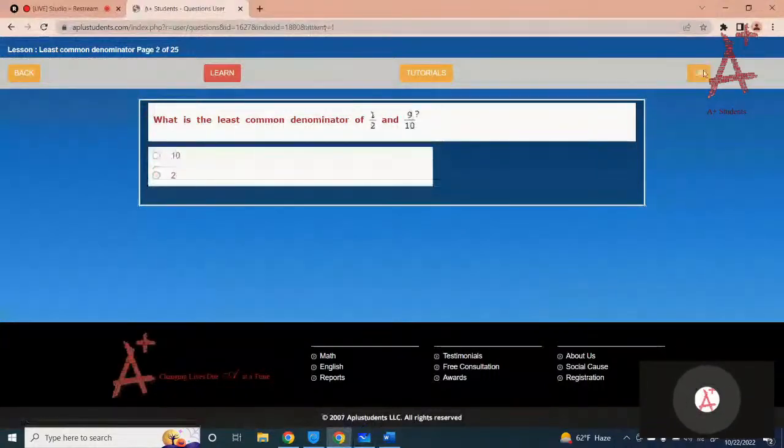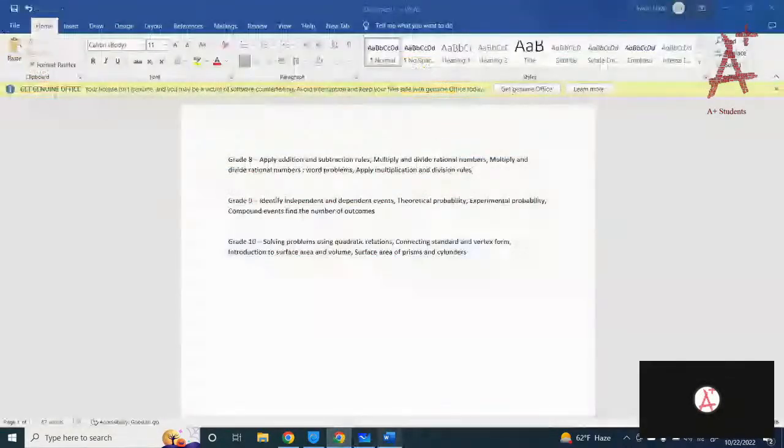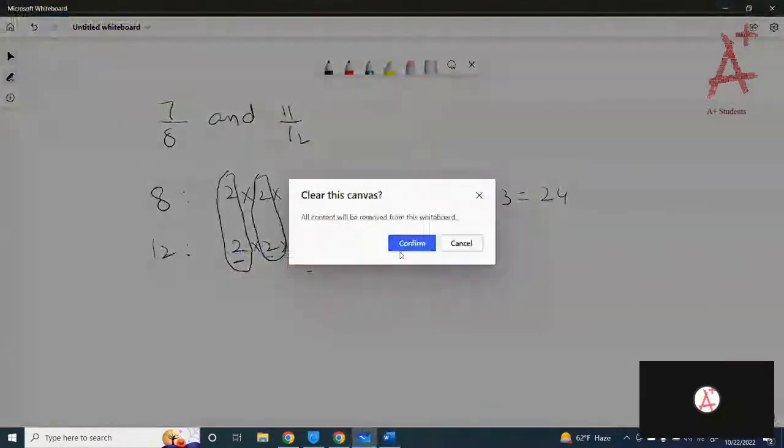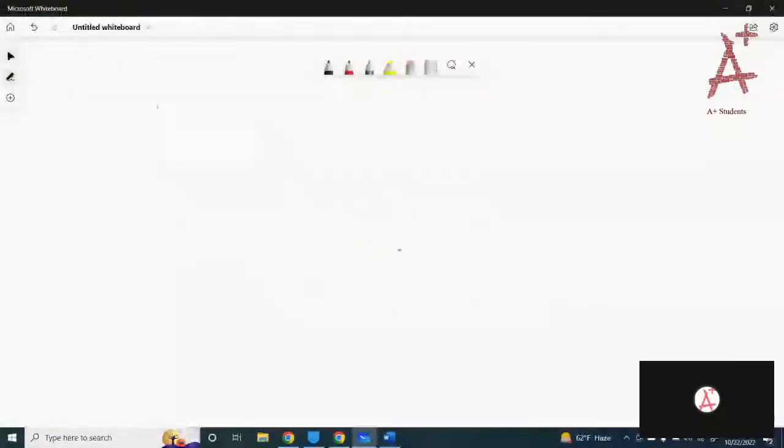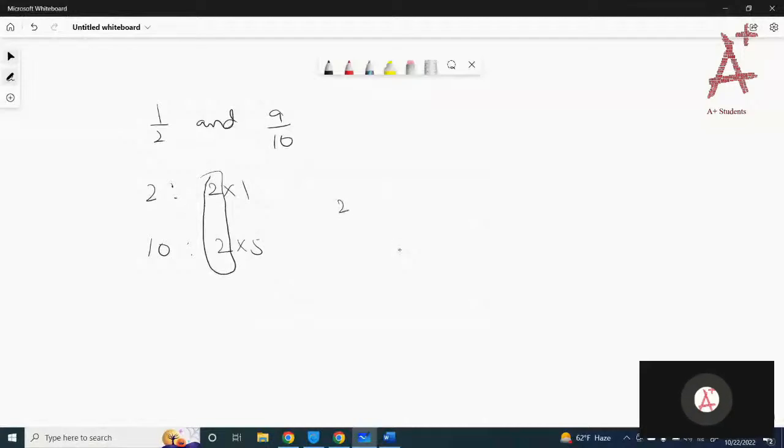Okay, the next one is, what is the least common denominator of 1 by 2 and 9 by 10? Okay, 1 by 2 and 9 over 10. The denominators are 2 and 10. Let's just write the prime factors of 2 and 10. For 2 it would be 2 times 1, and for 10 it would be 2 times 5. Got it? So they are the common factors. Write them once, and there you have just 5 times 1.